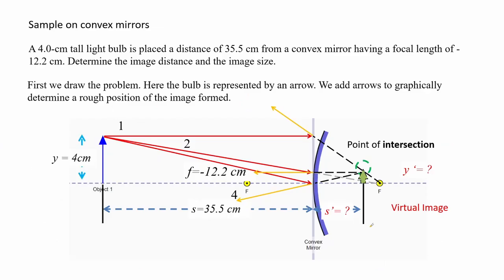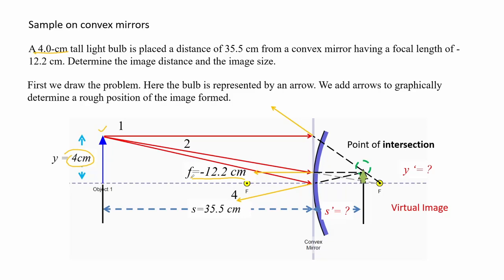Here we have a sample problem about convex mirrors. A 4 cm tall light bulb is placed a distance of 35.5 cm from a convex mirror having a focal length of -12.2 cm. Determine the image distance and the image size.